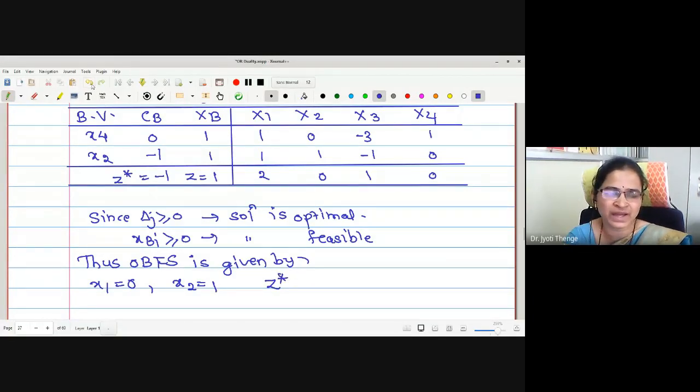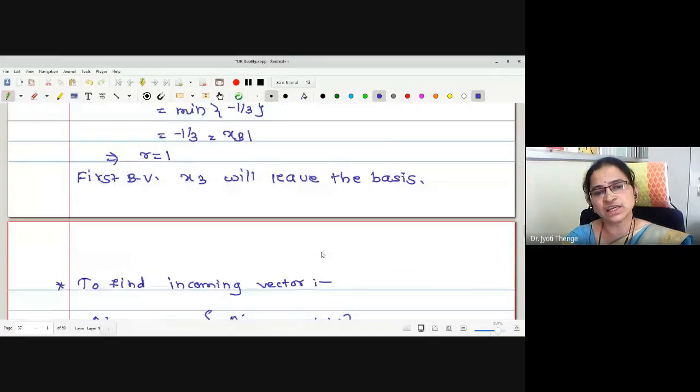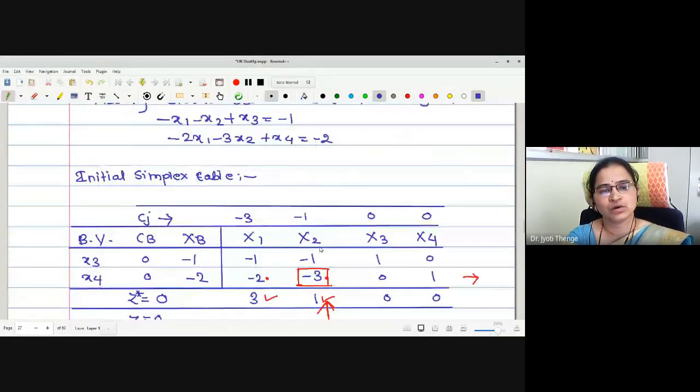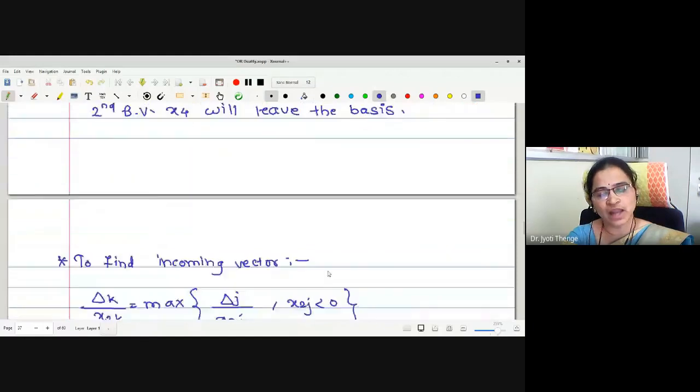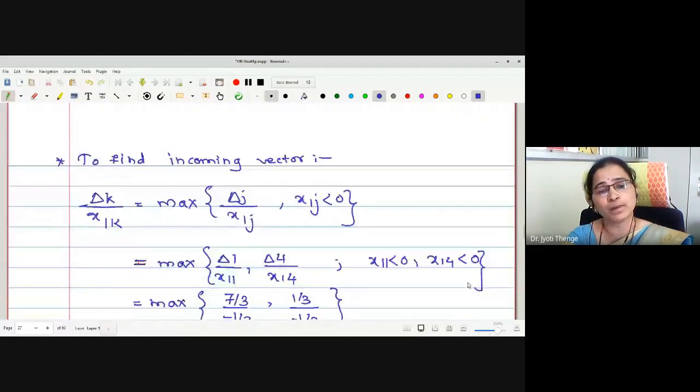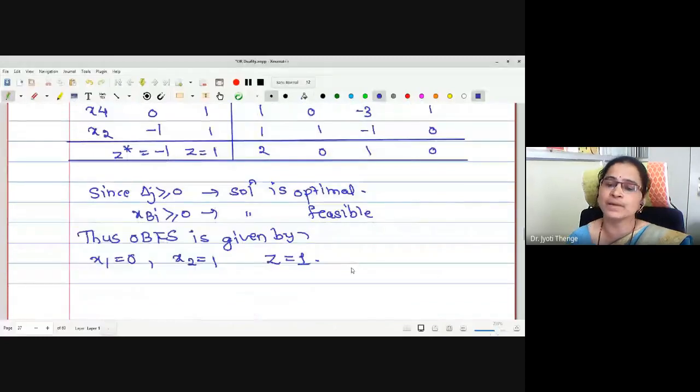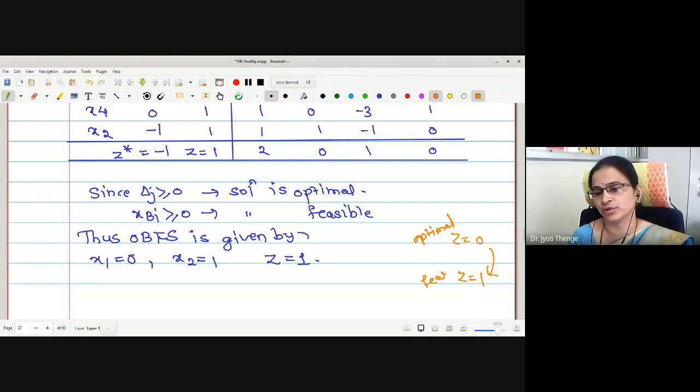And what is z star? Oh, no need actually to write z star. You can write z. What is z? 1. Initially z is 0. And for the last table we are getting z is 1. But the problem is minimization, so this is not a minimum among 0 and 1. For the initial table z is 0, last table z is 1. Though the value is not becoming minimum, it becomes feasible. Therefore, we started with optimality and we have reached feasibility.